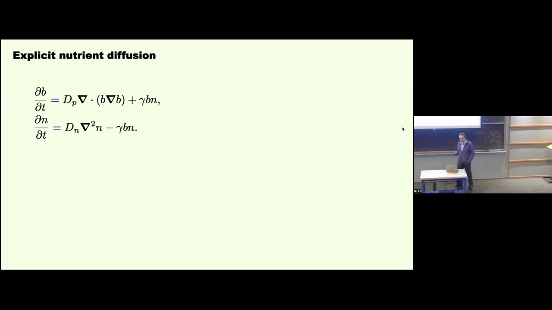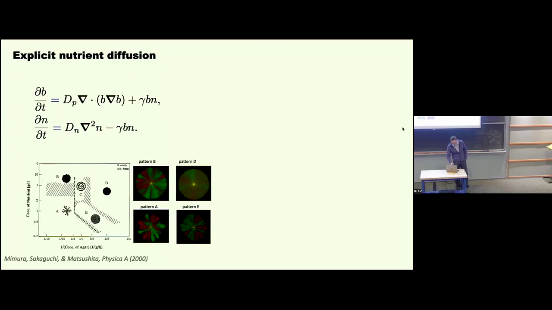This model became very popular because it explained the following phase diagram. So this is an experimental diagram, this is some simulations. The idea is that if you vary the nutrient concentration and the agar concentration, then the patterns that you observe in the petri dish are very different. And this model was able to reproduce that by varying the biomass diffusivity and the nutrient concentration in the media.